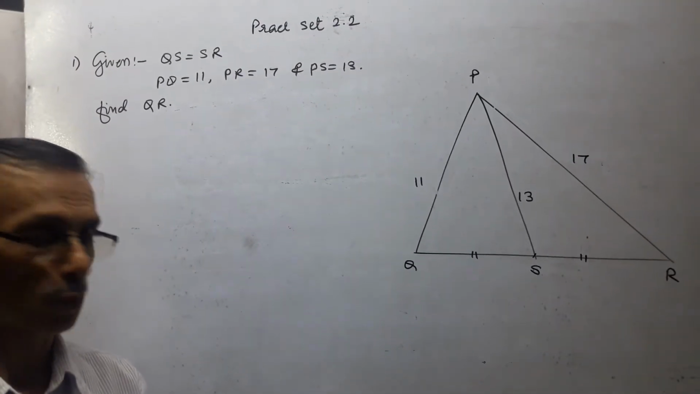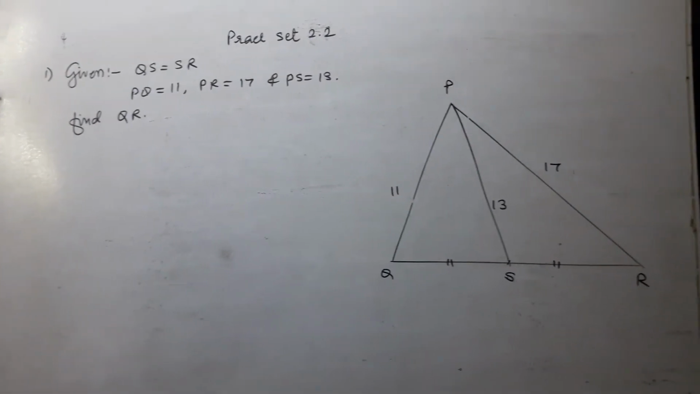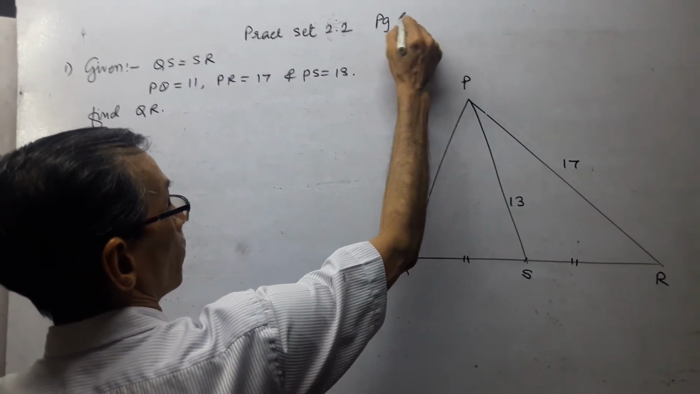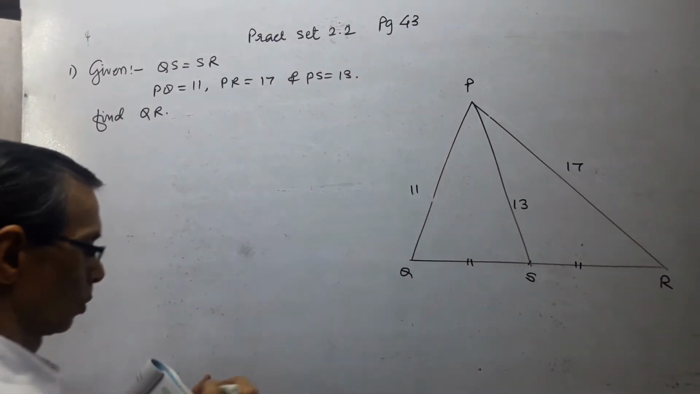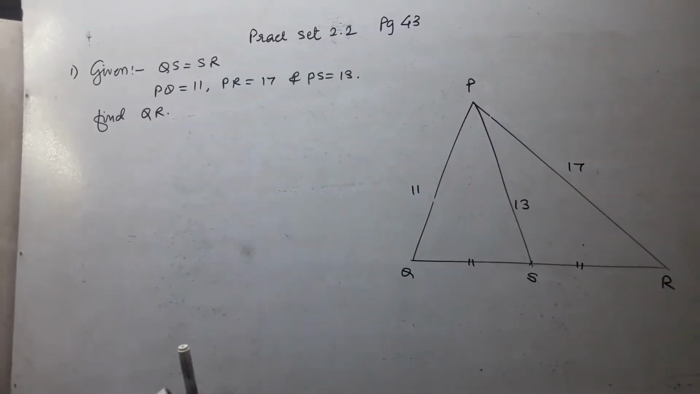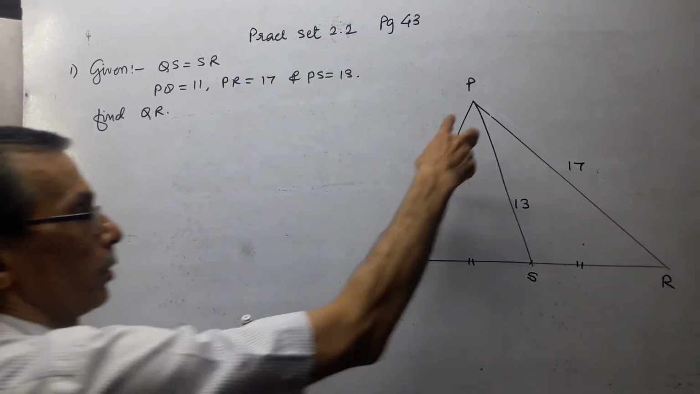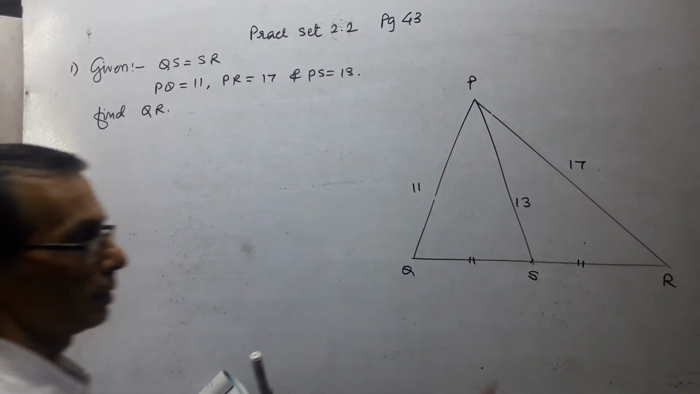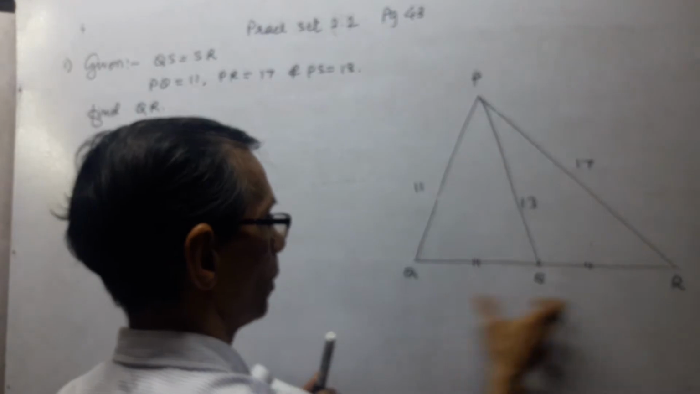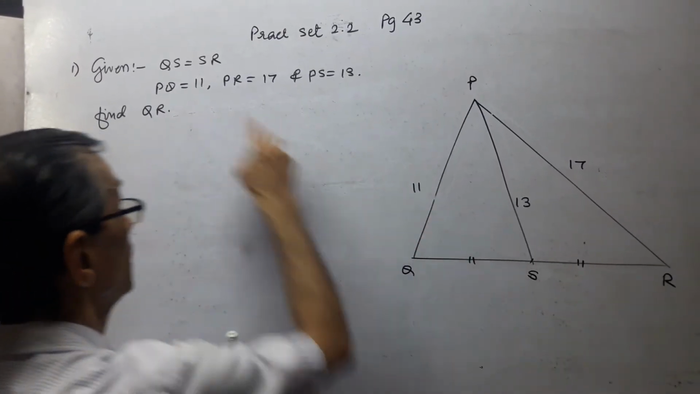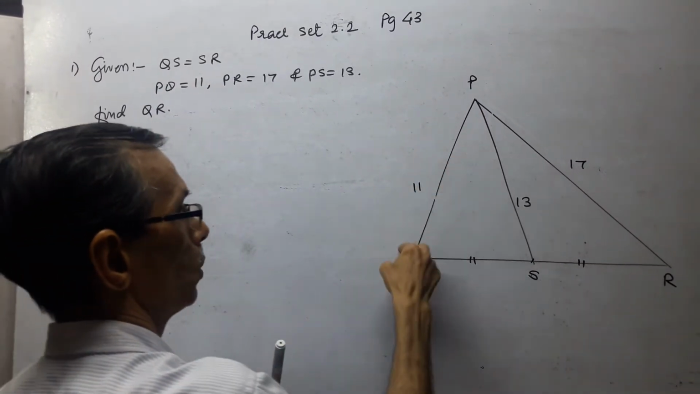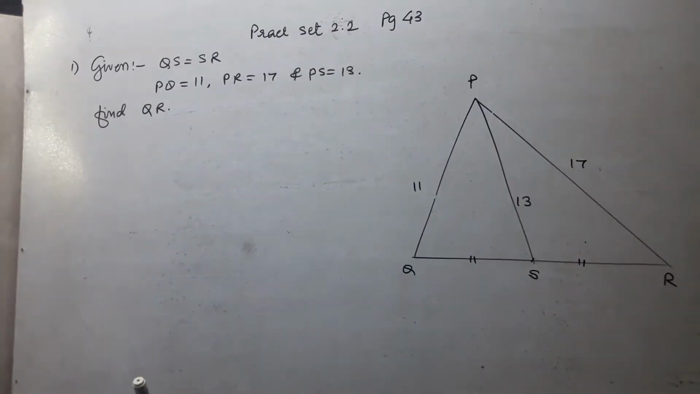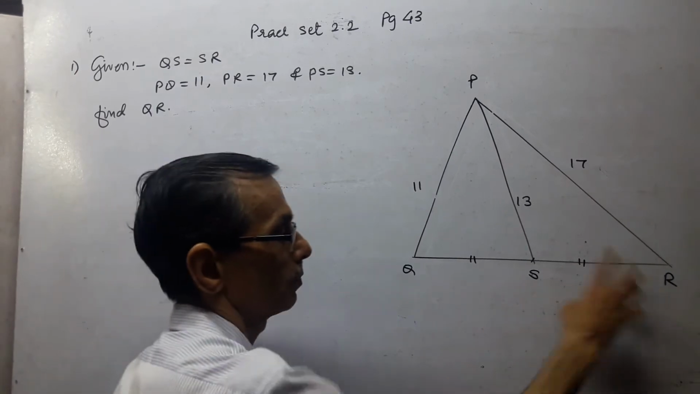Example based on Apollonius theorem, practice set 2.2, page 43. Let us take the first sum. Here, given triangle PQR in which S is the midpoint of QR, and therefore QS equals SR because S is the midpoint. Then PQ is 11, PR is 17, and PS is 13, and we have to find QR.